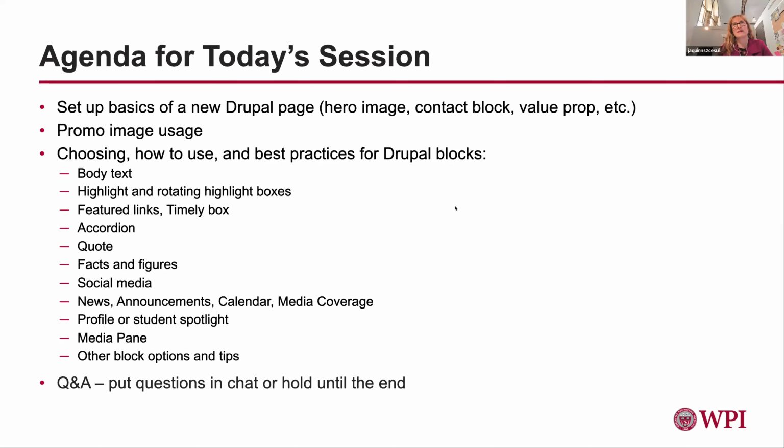They sort of look alike, but they're used kind of differently. An accordion for lots of information, a quote block for calling out something that somebody said, facts and figures, social media, the blocks that are on most landing pages, like the news, announcements, calendar, media coverage, how to use those, open and close them. If you want to choose to have just a couple or a lot of different features on those. Profiles or student spotlights, the media pane, and then anything else that we can think of or that maybe you can all think of too that you might have questions about.